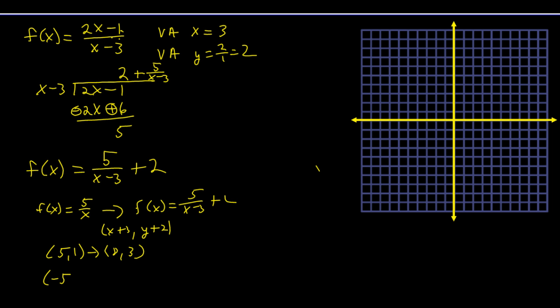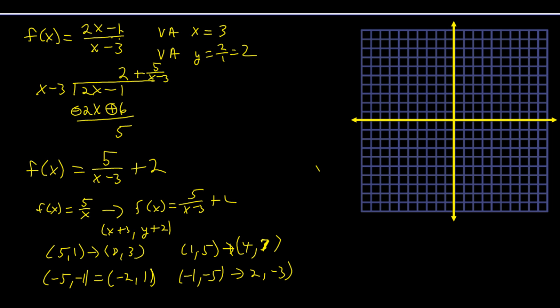If I had (-5, -1), that translates to 3 to the right is -2, and 2 up is 1. If I had (1, 5), that translates to adding 3 gives me 4, and adding 2 gives me 7. I was looking in the wrong place. And if I have (-1, -5), adding 3 takes me to 2, and adding 2 takes me to -3.